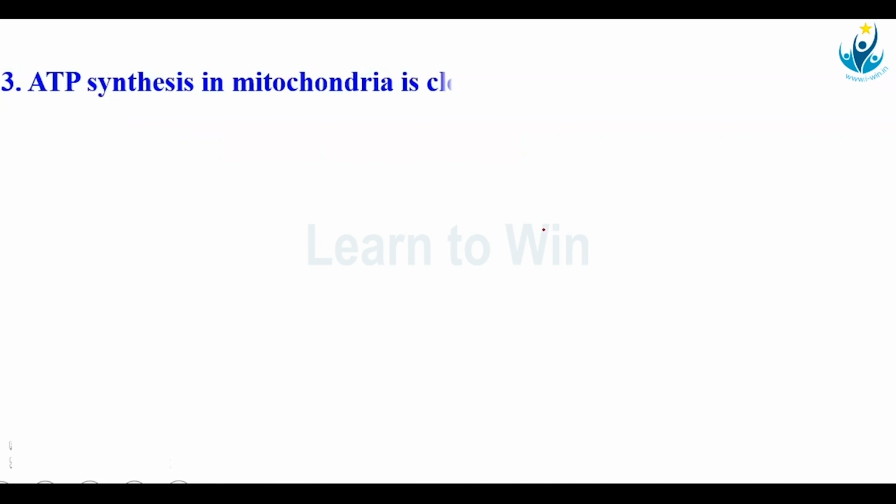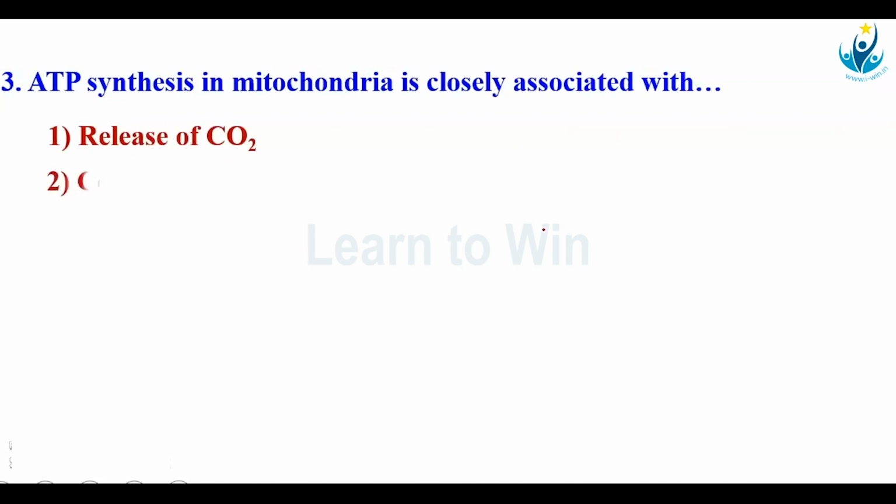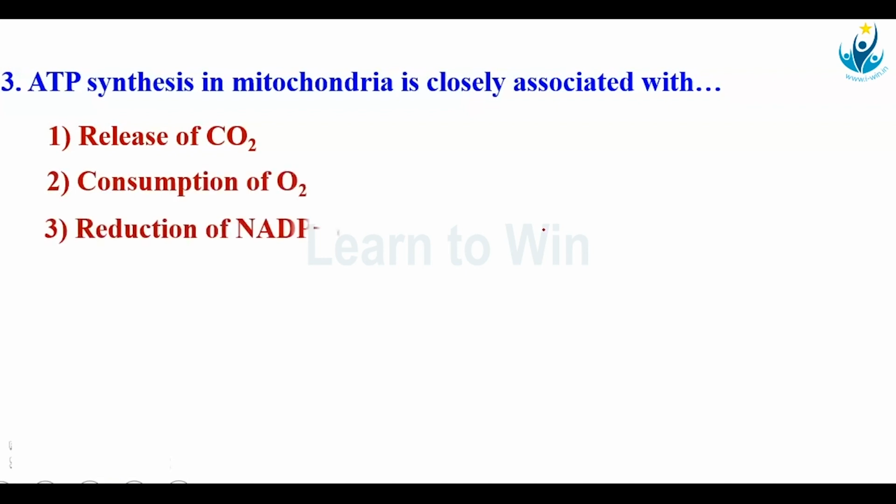Next question. ATP synthesis in mitochondria is closely associated with what? Release of carbon dioxide, consumption of oxygen, reduction of NAD and FAD, and release of oxygen. So what is happening here? Mainly it is reduction of NAD plus FAD, but those electrons are finally going to the oxygen. So the final answer is consumption of O2, because when these electrons go to the oxygen, only then are you able to establish the proton gradient.